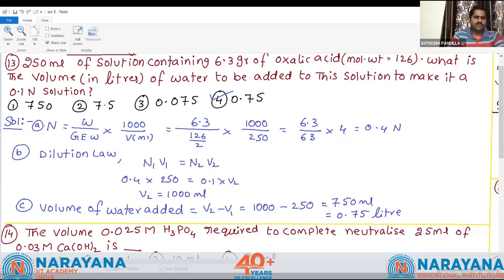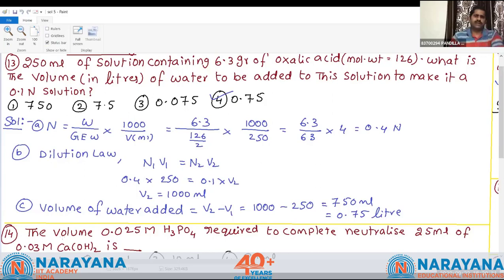So the answer will be the fourth one. For that, A, B, C, solve it by taking 3 formulas. First, I calculate normality: weight by gram equivalent weight into 1000 by volume in ml. Weight is 6.3, gram equivalent weight is 126 by 2. Gram molecular weight is 126, the acidity or basicity is 2. That's 126 by 2 into 1000 by 250. 6.3 by 63 into 4 is equal to 0.4 N. So we got the first step, 0.4 normality.